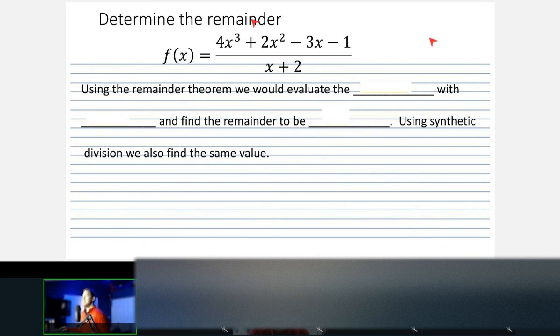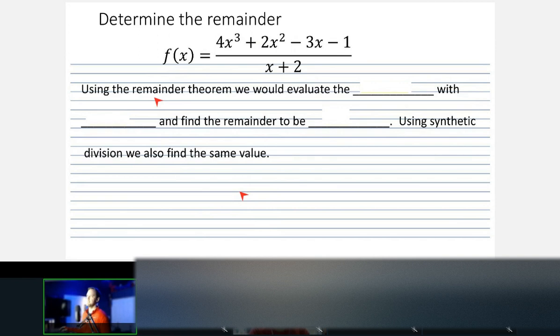All right, determine the remainder. Right here, I feel like this is not on the test. I think it was last year, and I looked. I couldn't find this problem, I don't think. Or maybe there's one like it. Anyway, we'll still do it.